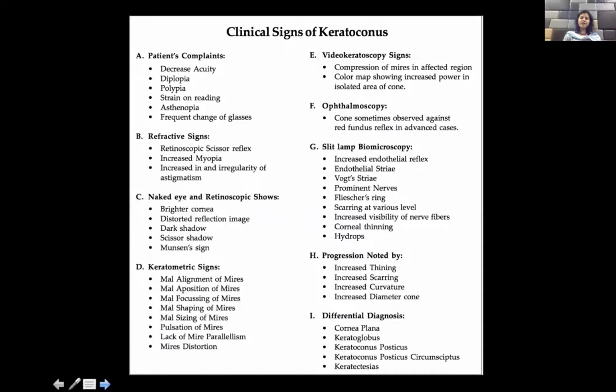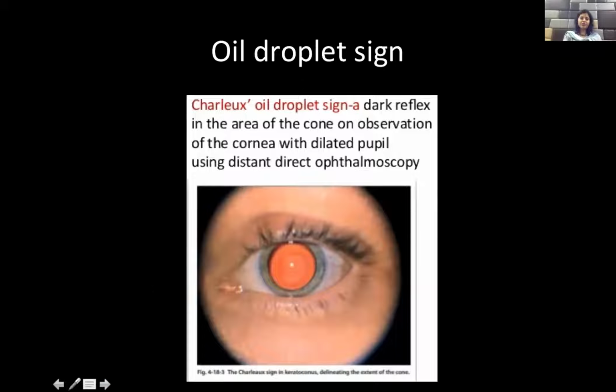Now, you can take a screenshot of this slide. So you have the signs all written in one place, and this could be a useful thing for last minute revision. So classically, let's start. The patient has these symptoms. The patient comes to you. You start with the examination.